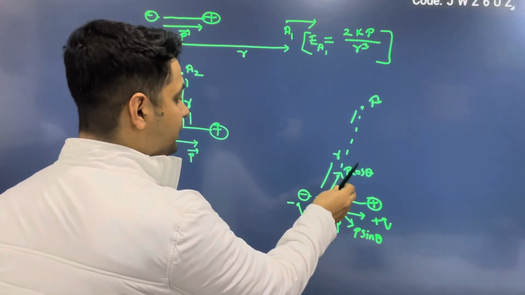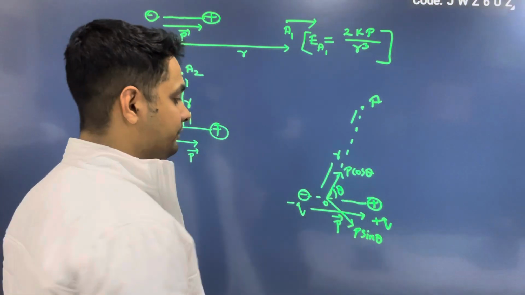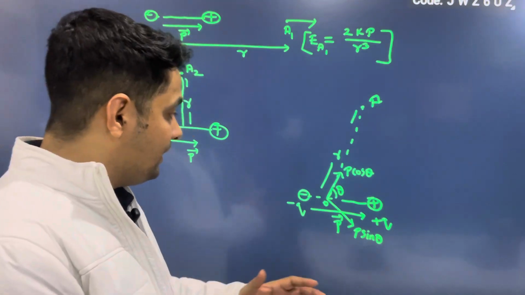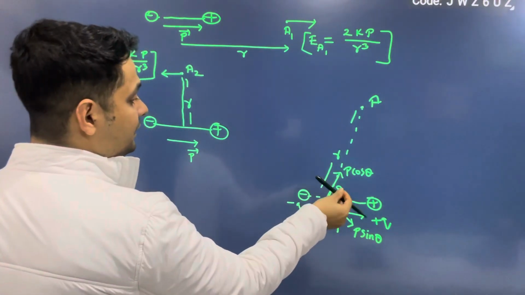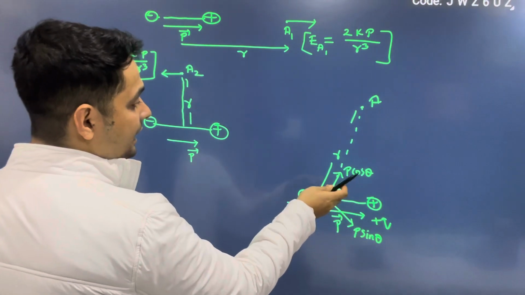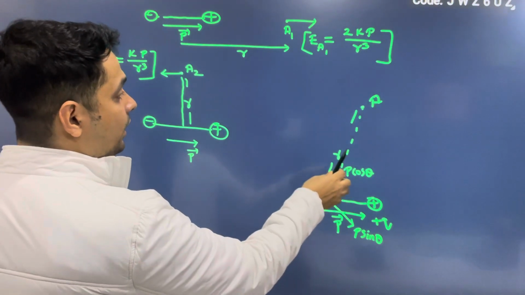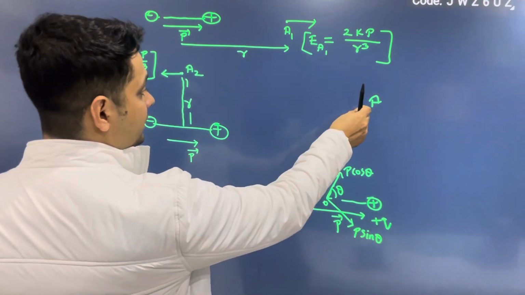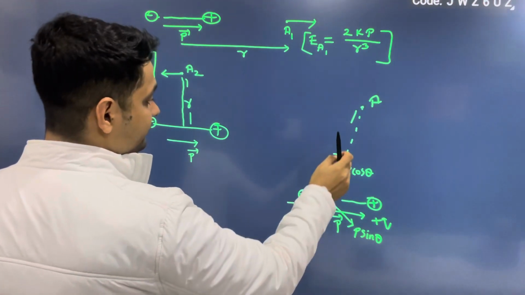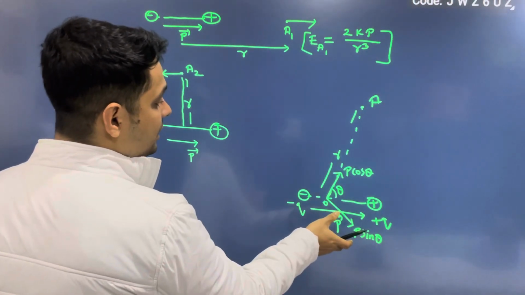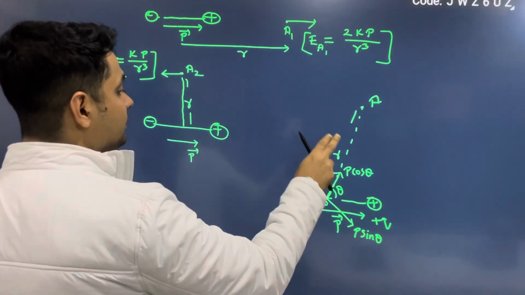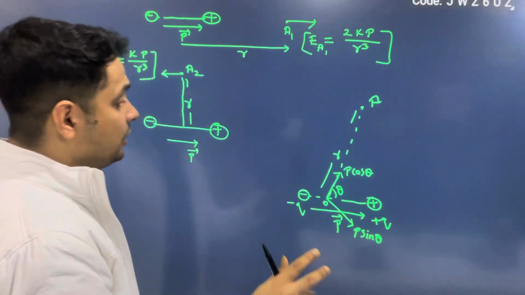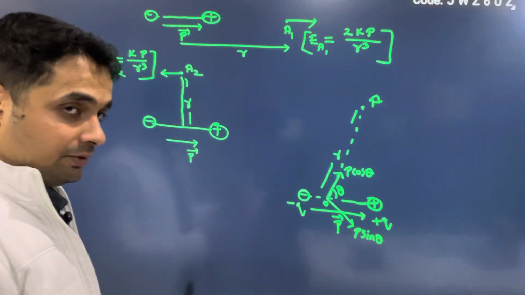Now we can represent this P vector in its rectangular components: one is P cos theta, and one is P sin theta. We can understand it another way also: P cos theta is one dipole and P sin theta is another dipole. Due to P cos theta, the electric field will be in one direction, and due to P sin theta, the electric field will be in another direction, and their resultant will be the electric field strength due to the whole dipole. Are you understanding my point?